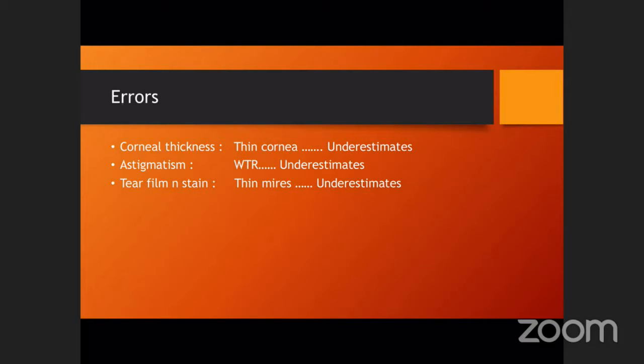So in case you have a thick mire, you have to wipe out the excess of the stain or tear film. And if you have a thin mire, what you can do is ask the patient to blink a couple of times and recheck. If not, you can also put a little more fluorescein stain into the eye.